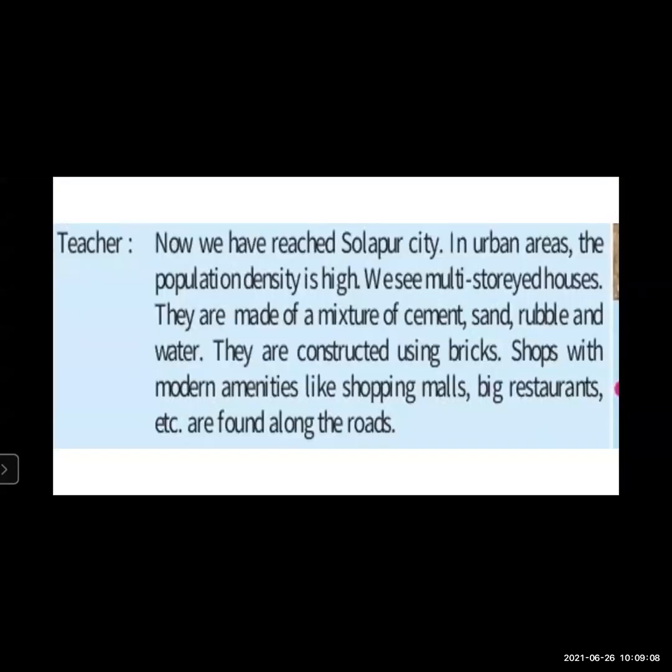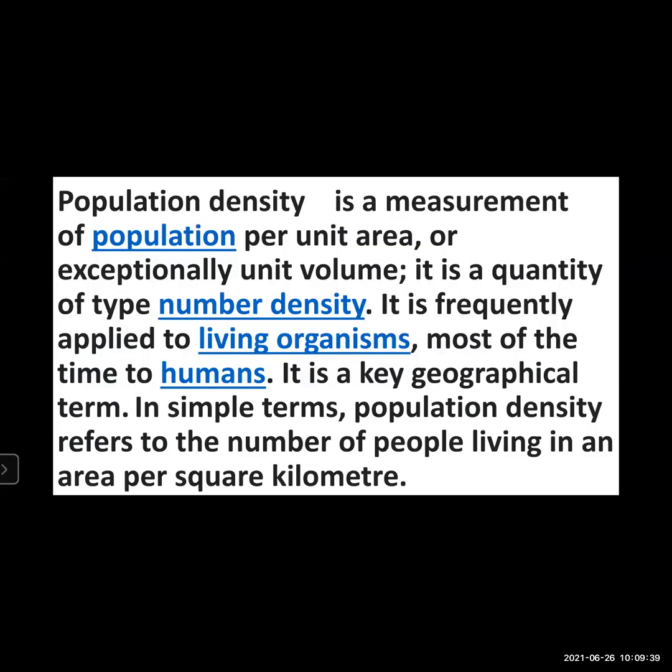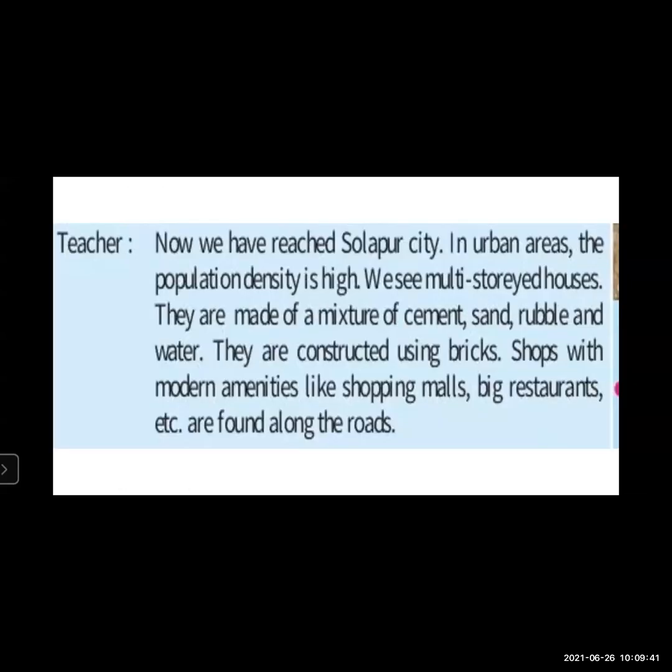Now, next, the teacher is saying something. Now we have reached Solapur city. In urban areas, the population density is high. We see multi-storied houses. They are made of a mixture of cement, sand, rubble, and water. They are constructed using bricks. Shops with modern amenities like shopping malls, big restaurants, etc. are found along the roads. This kind of houses you can see in an area where there is a city, in a city area.